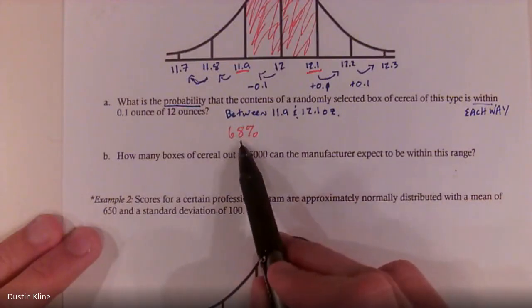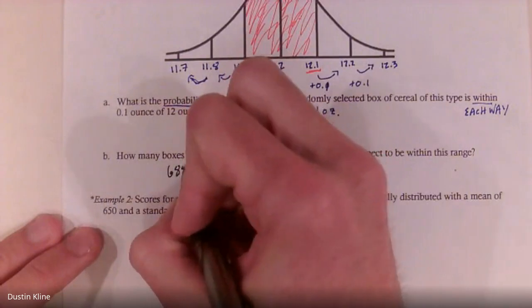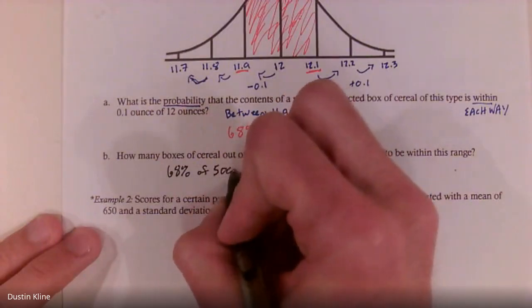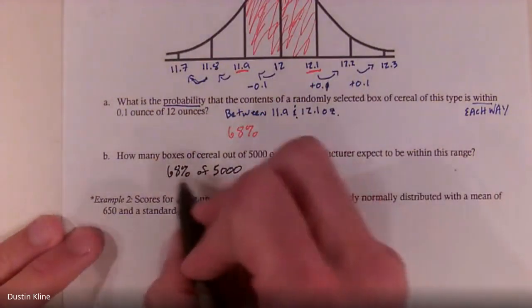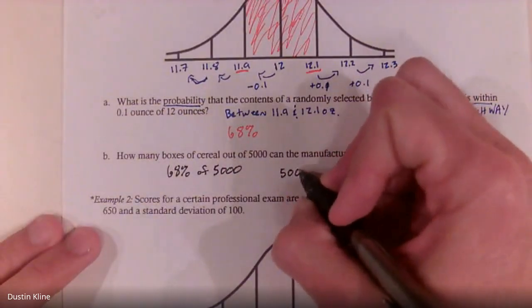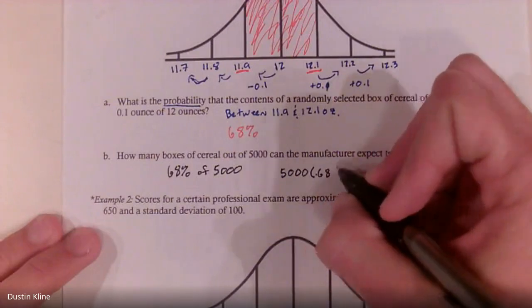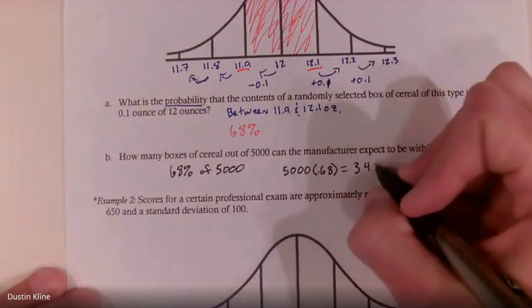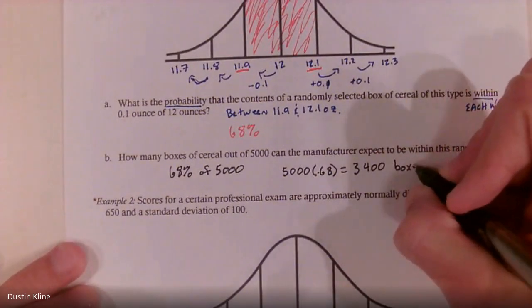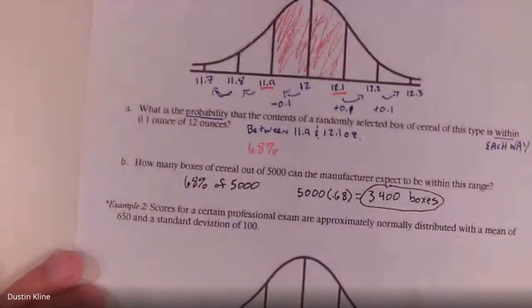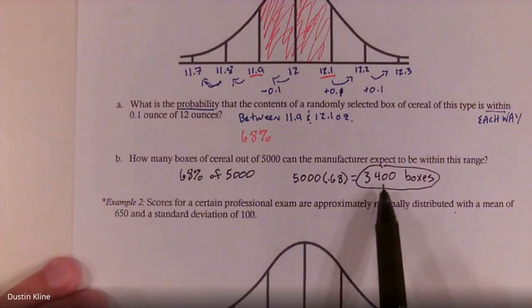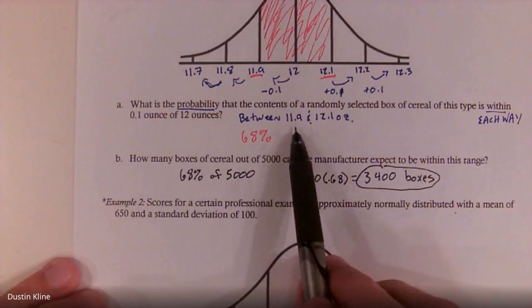And then it takes it one step further and says, okay, well, out of 5,000, how many boxes will be within this range? Well, if we know that 68% of all boxes are within this range, then we can expect that 68% of those 5,000 are within this range. And we know to find 68% of 5,000, we just do 5,000 times 0.68. And that gives us 3,400 boxes. Some will be a little bit greater than 12.1 ounces. Some will be a little bit less than 11.9 ounces, but 3,400 of them should be between 11.9 and 12.1.